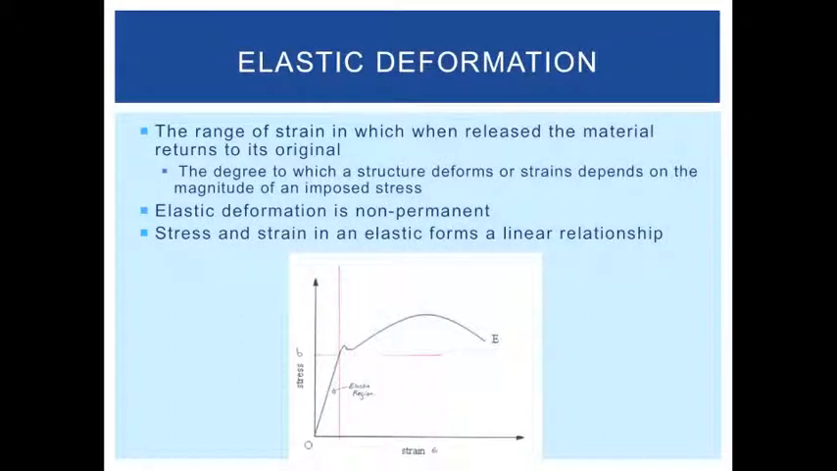Elastic deformation is the range of strain in which, when released, the material returns to its original state. The degree to which a structure deforms or strains depends on the magnitude of the imposed stress. Elastic deformation is non-permanent. Stress and strain in an elastic form forms a linear relationship, as can be seen on the graph.